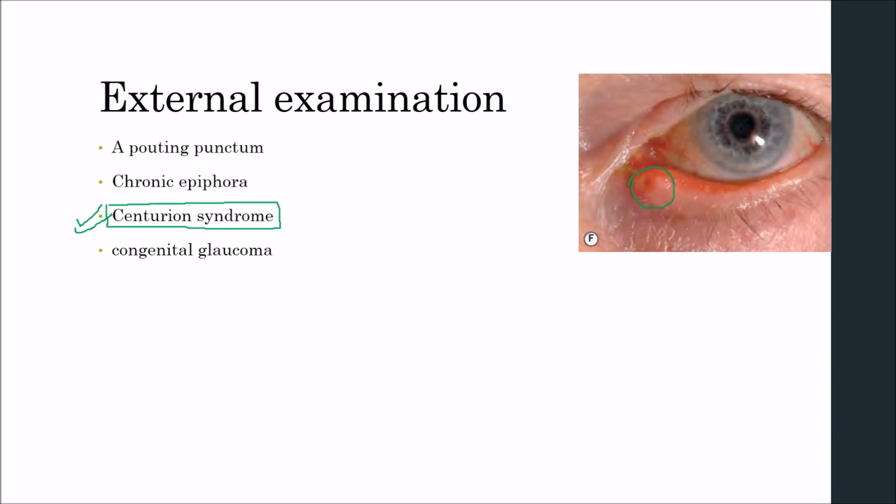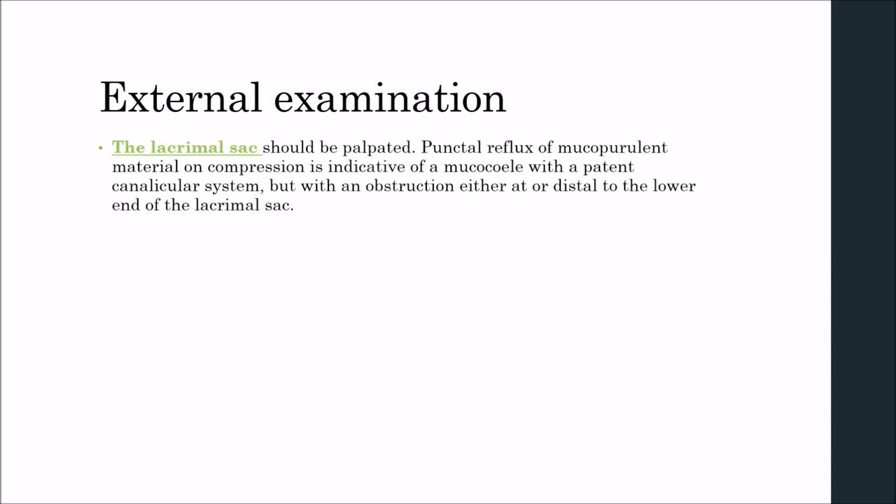Now, coming towards the next structure, which is the lacrimal sac. It should be palpated. Punctal reflux of mucopurulent material on compression is indicative of a mucocele, that is a dilated mucus-filled sac with a patent canalicular system, but with an obstruction either at or distal to the lower end of the lacrimal sac. In acute dacryocystitis, palpation is painful and should be avoided. Rarely, palpation of the sac will reveal a stone or a tumor.